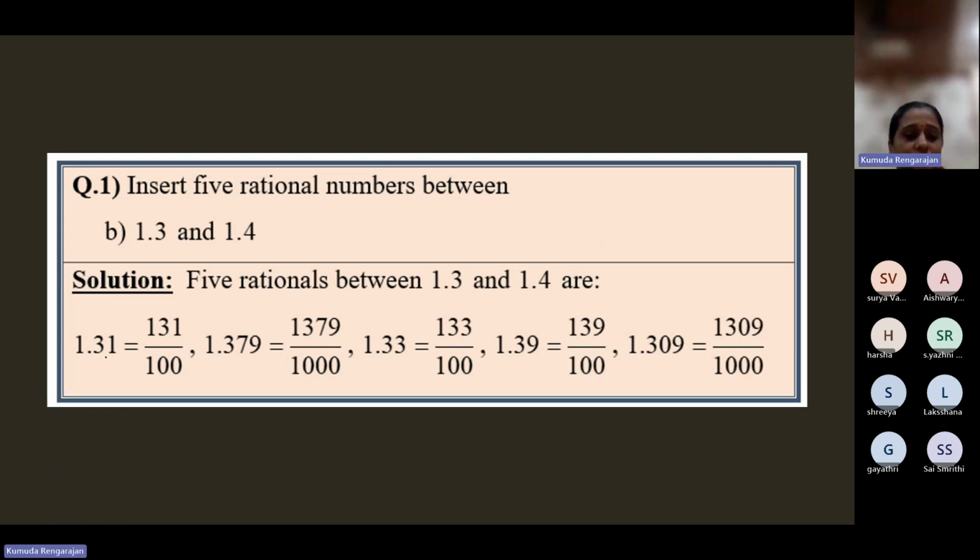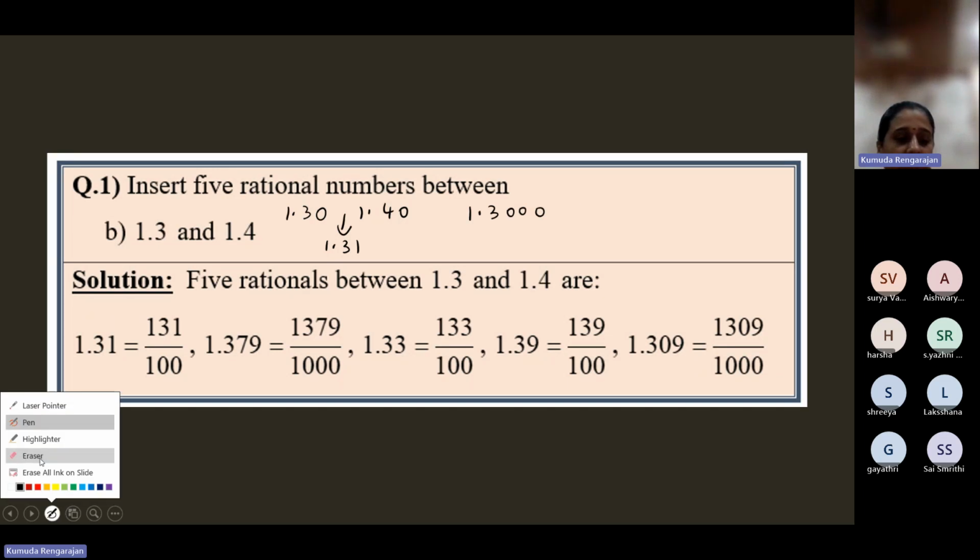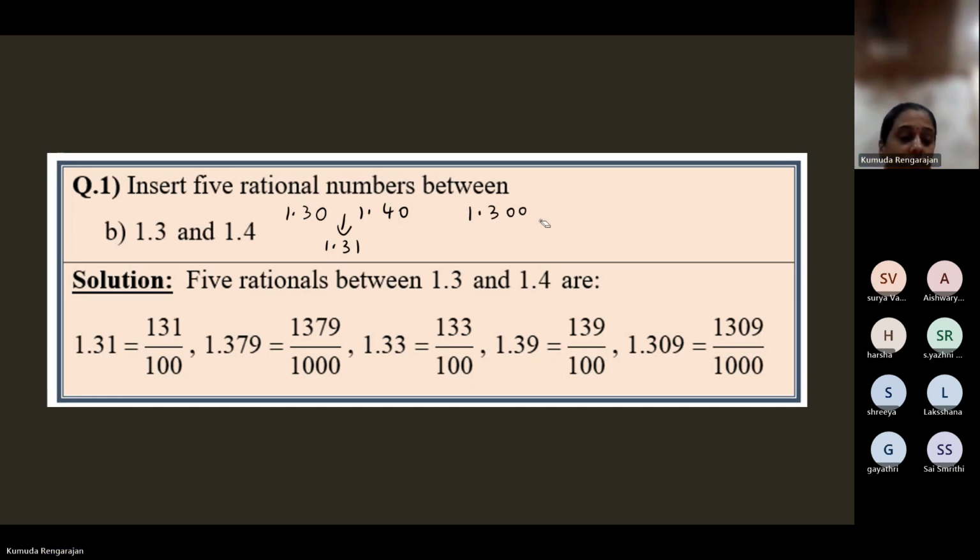So to write the first one, 1.31, I have taken 1.30. I've treated the numbers as 1.30 and 1.40, and I've inserted 1.31. For the second one, 1.300, I've taken 300 and 400.